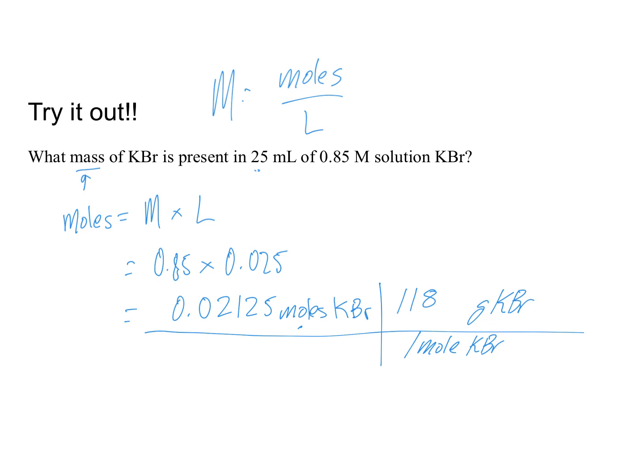When I complete this dimensional analysis and I multiply across the top and I worry about significant figures, my answer will be 2.5 grams of potassium bromide.